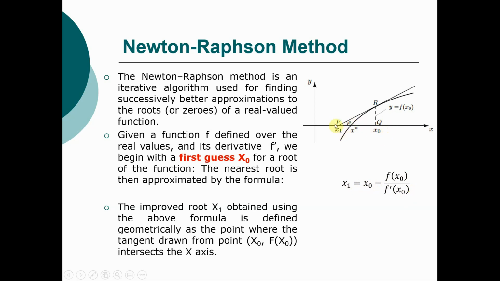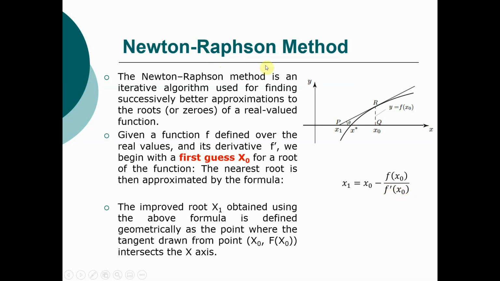Then we find the second point based on this formula, and then again we put this point into the formula to find another point, x2, and then we do it again to find x3 and x4 and x5 and so on. So the formula that we use here is going to be like this. We have an initial guess, and we basically say xn plus 1 is equal to xn minus f of xn divided by f prime of xn.